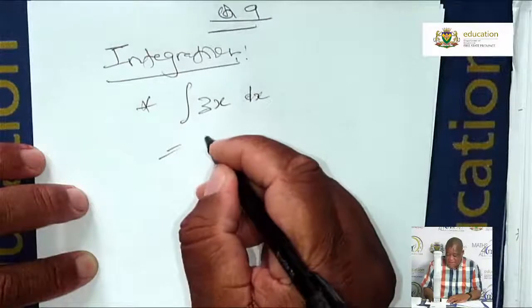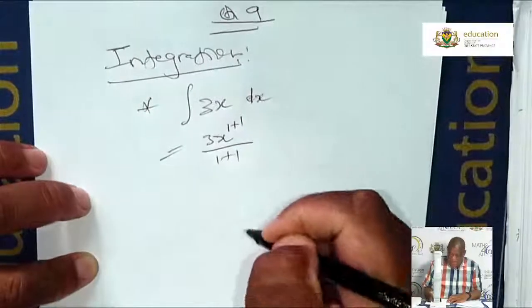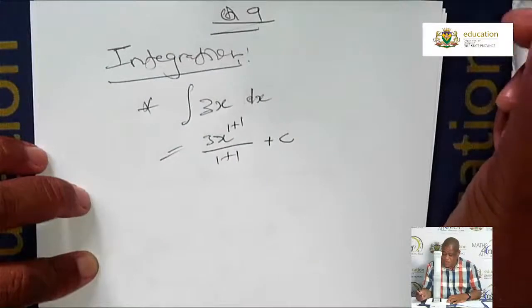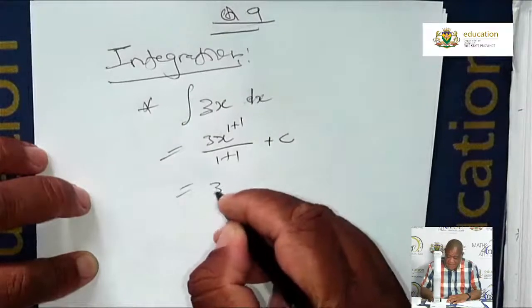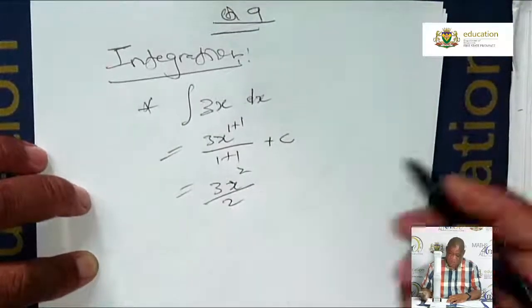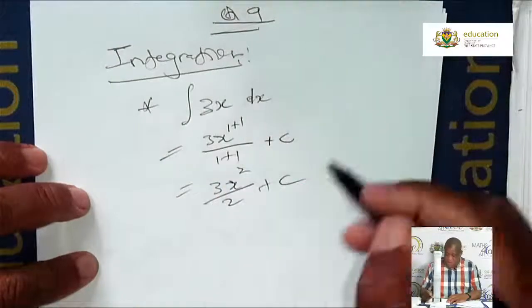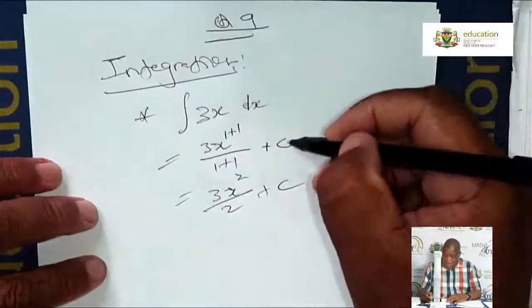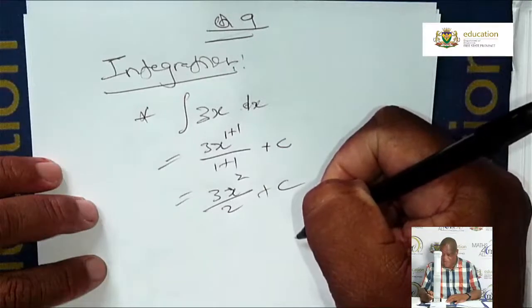We take this 3x to power, of course, 1. We add 1 over 1 plus 1. But the key thing there, we just have to put plus c. And once we say plus c, there is a mark for that. And this answer will then be 3x squared all over 2 plus c. That is for our indefinite integral. That's how we get it. It's easy just to work within that rule. But if it's indefinite, let's make sure that there is a c when we are determining that indefinite integral.